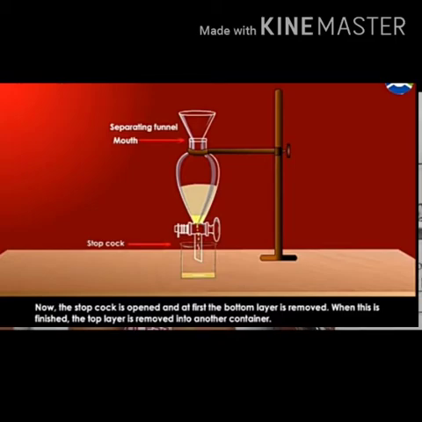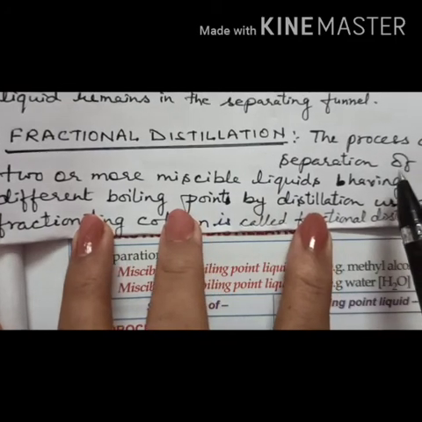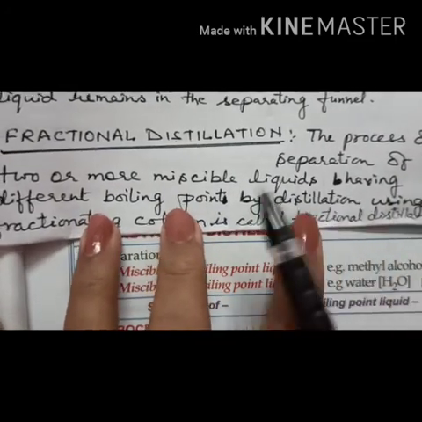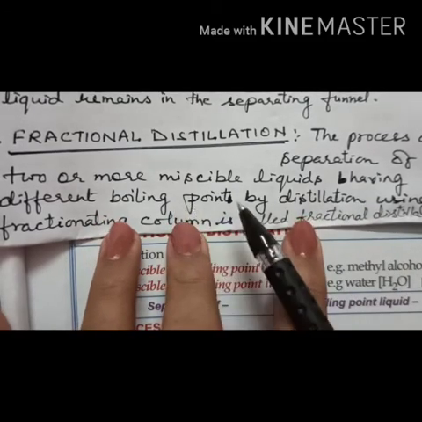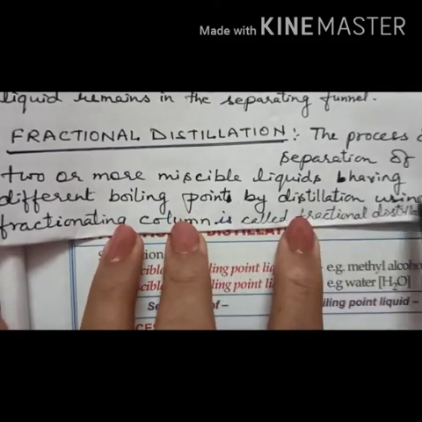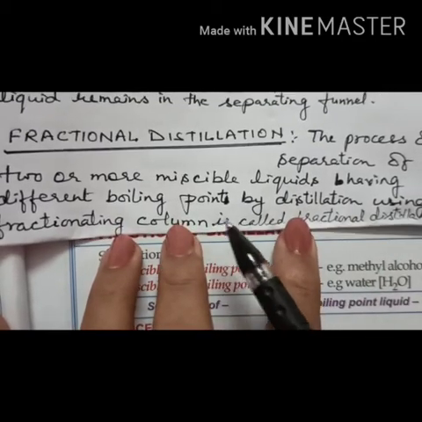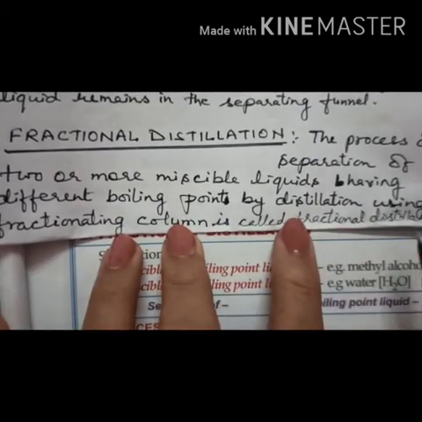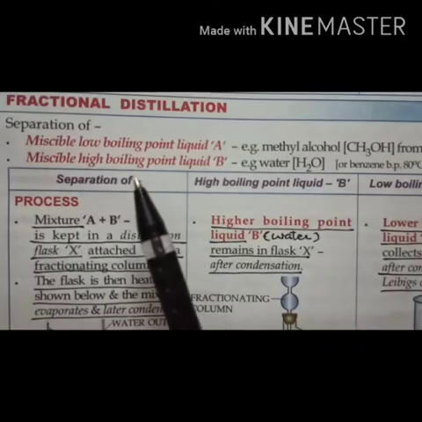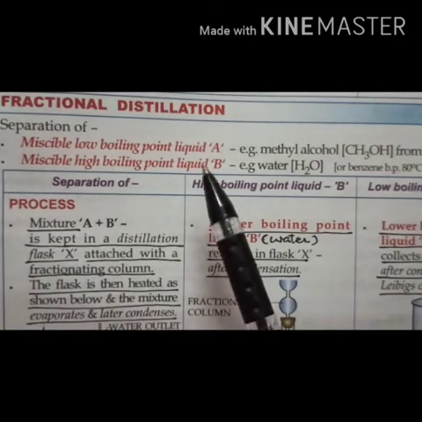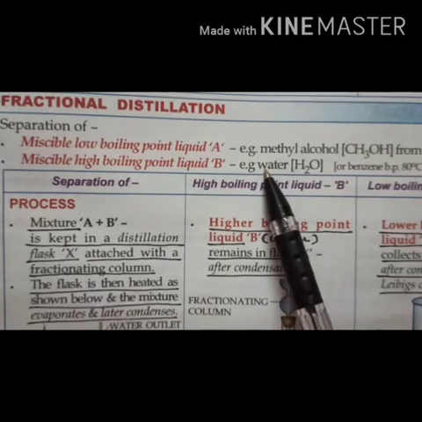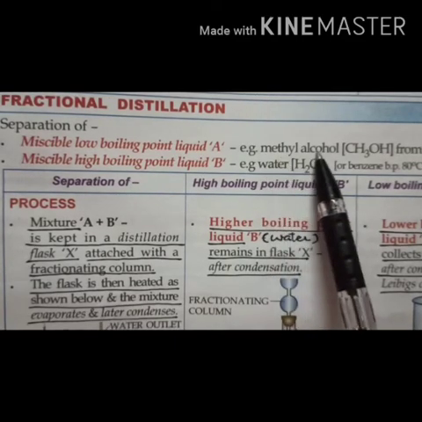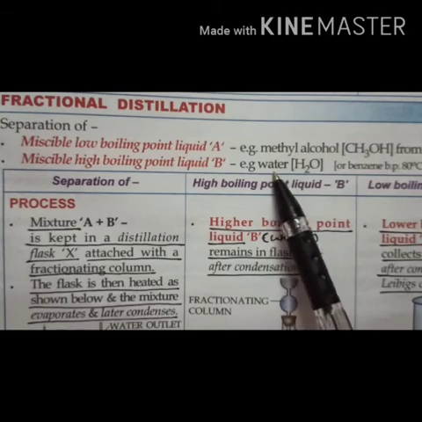Now next is fractional distillation. The process of separation of two or more miscible liquids having different boiling points by distillation using a fractionating column is called fractional distillation. This method is used when two miscible liquids are mixed together. For example, when methyl alcohol is mixed with water, how will you separate it?